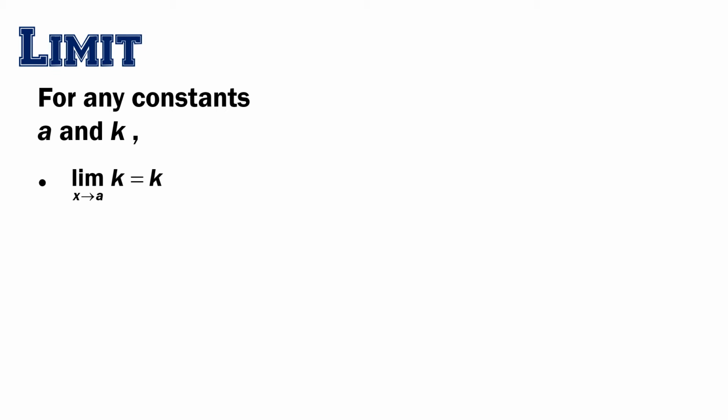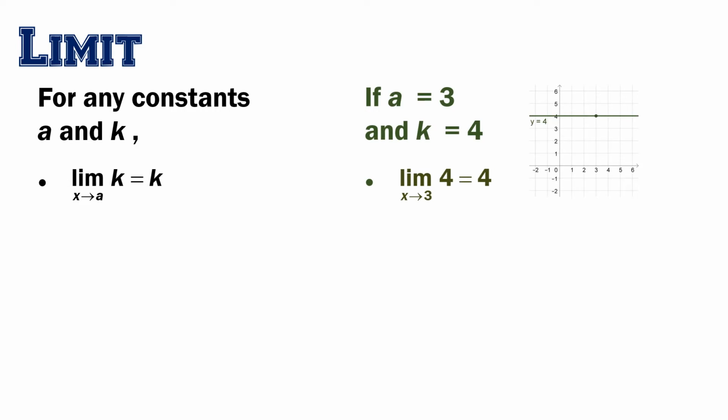How does it work? Well, let's take a look at a value of k where it equals 4. If we were to graph it, it would be a horizontal line whose heights would always be equal to 4. So it really doesn't matter what we define our a to be, the left-hand limit and the right-hand limit will still be always at the same height of 4. So in our example, limit of 4 as x approaches 3, that's going to equal 4.